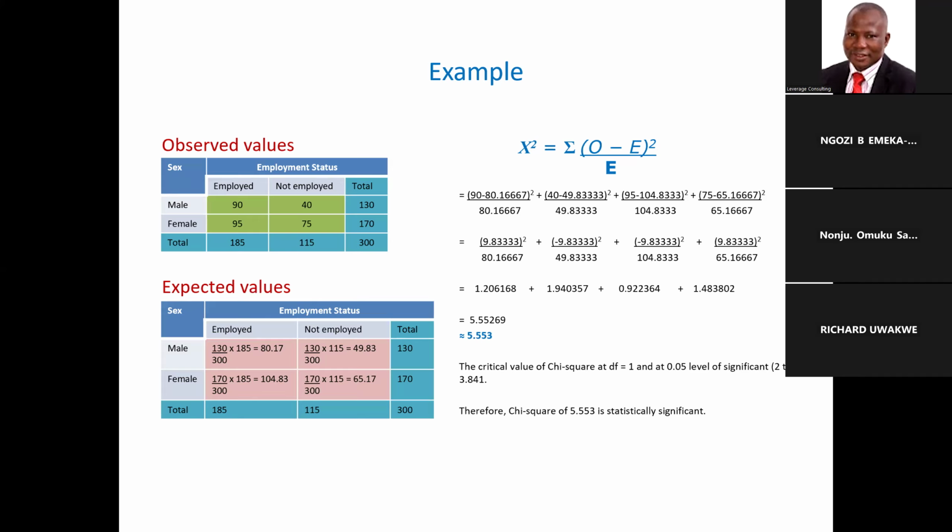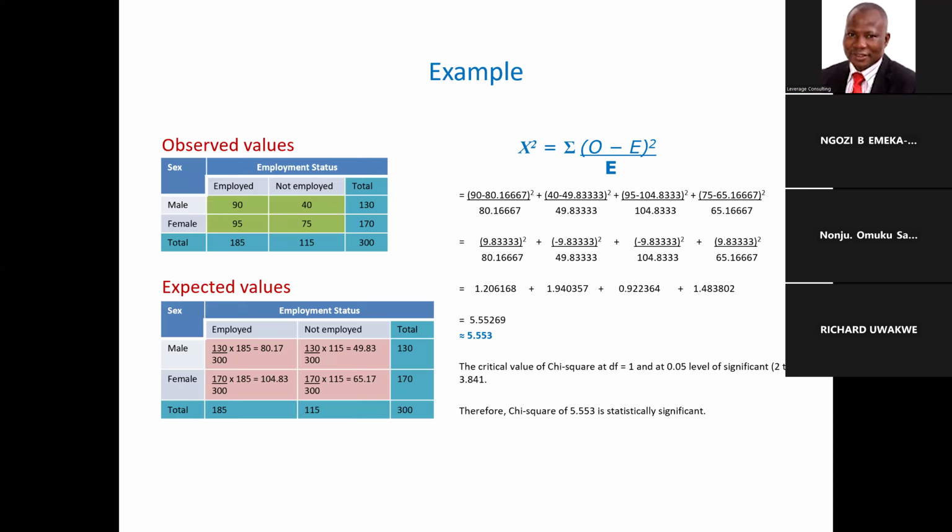Now, the total male and female, the total employed and not employed, they are the totals. They are not part of the cells. That's why I color-coded the cells. The green part is the cells. We have 4 cells here. Male employed, 90. Male not employed, 40. Female employed, 95. Female not employed, 75. Can you see now? If you add all of them together, they give you the 300.